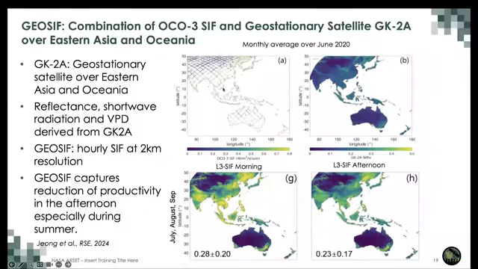The top left shows the OCO3 SIF values, and the top right shows the reflectance, the greenness product from GK2A, while the bottom two panels show the level 3 SIF in the morning and the level 3 SIF in the afternoon. So it shows the morning SIF has much higher values than the afternoon SIF. This shows a similar feature as I just showed in the previous slide, that the afternoon productivity is reduced because of the water stress, especially during the summertime.